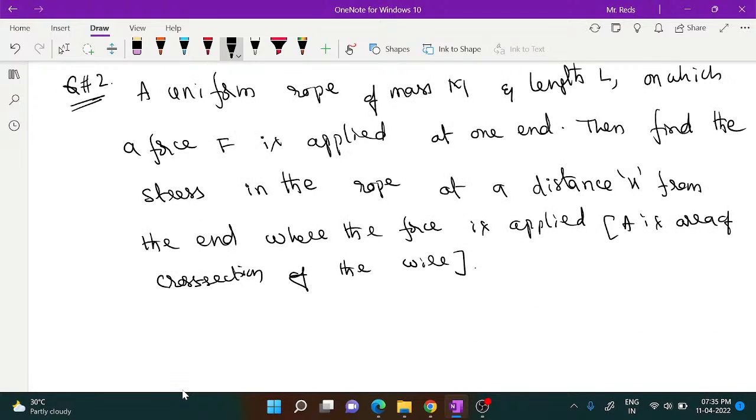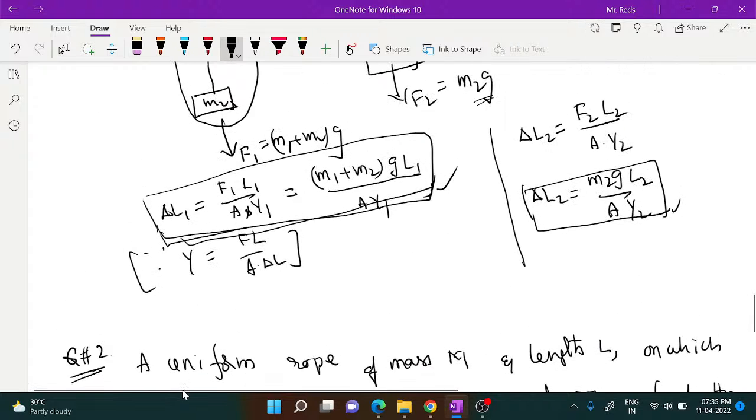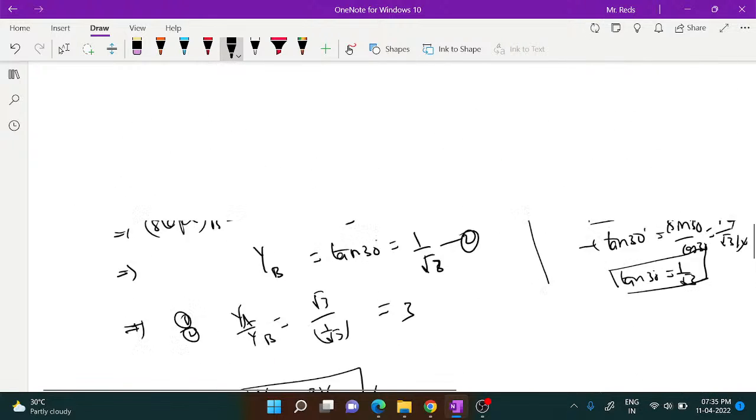You just don't need to take the options. You can try to find this out. But of course, sometimes based on the options, you have to simplify. So that's why you have to look at the options also.